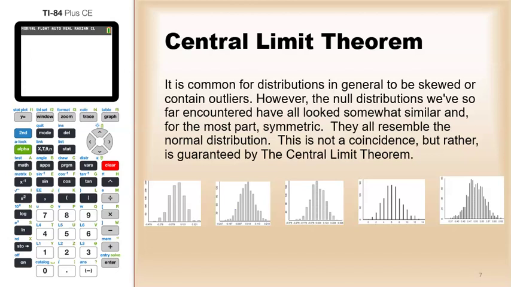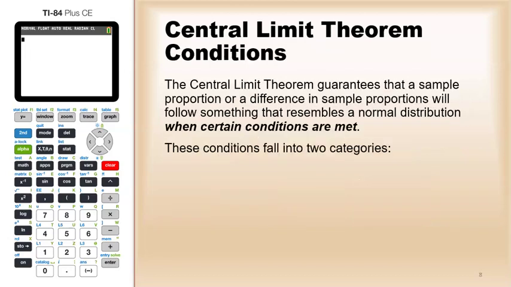But it is common for distributions in general to be skewed or contain outliers. When you're first starting out, it's not uncommon for the original sample to be skewed. However, the null distributions we've so far encountered have all looked somewhat similar and, for the most part, symmetric. They all resemble the normal distribution, and that's not really coincidence, but rather is guaranteed by the central limit theorem. The central limit theorem guarantees that a sample proportion or a difference in sample proportions will follow something that resembles a normal distribution when certain conditions are met.